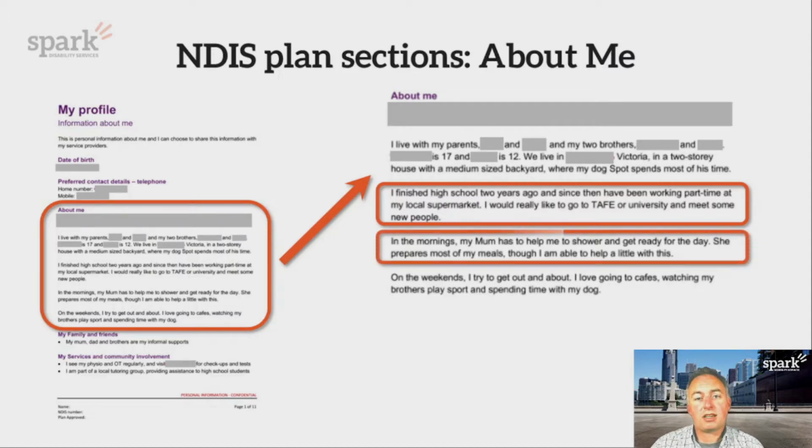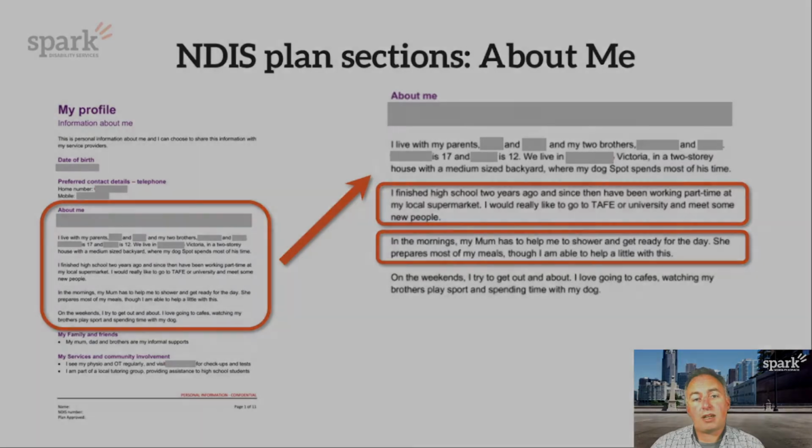A second example is in the second paragraph there, where the statement mentions that the person's mother helps them to shower and to get ready for the day, and they also receive assistance with meal preparation. This is an example of an informal support. And again, the NDIA takes this into account when they look to approve a person's plan.